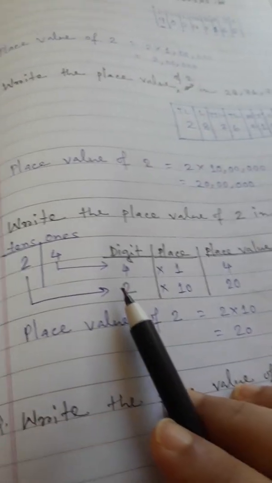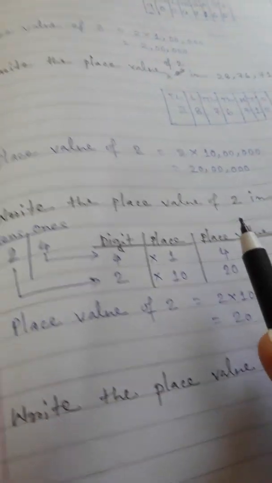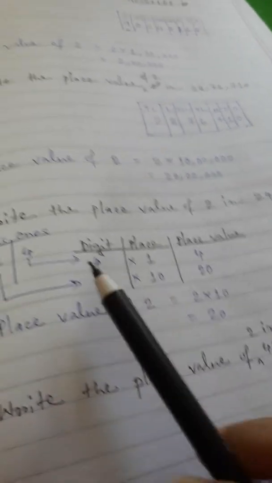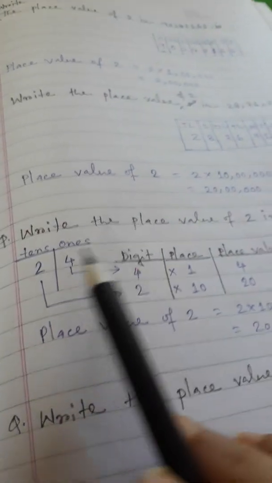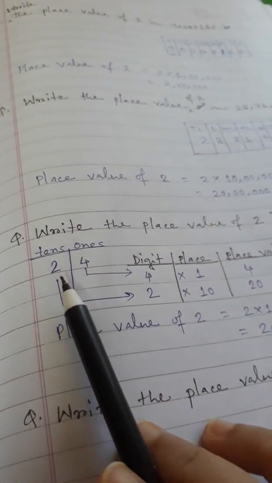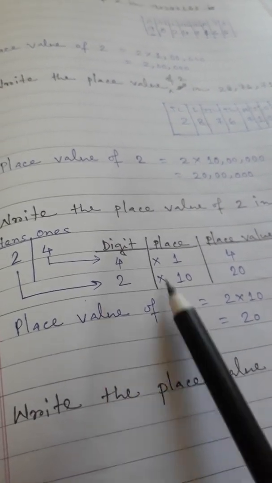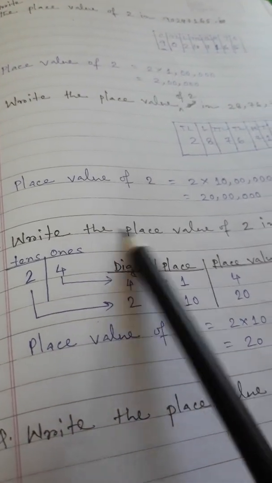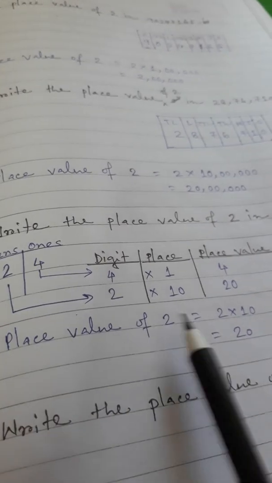See another example. Here I have taken a 2-digit number, 24. Here you have to find out the place value of 2 in 24. See here that 4 is in the one's place and 2 is in the 10's place. So the digit in the one's place is 4 and the digit 2 is in the 10's place. So 2 into 10, we will get 20. Here the question mentions the place value of 2, so that's why we will only find out the place value of 2.